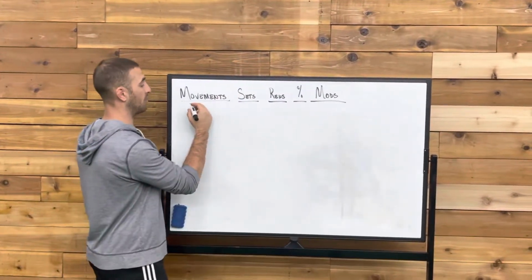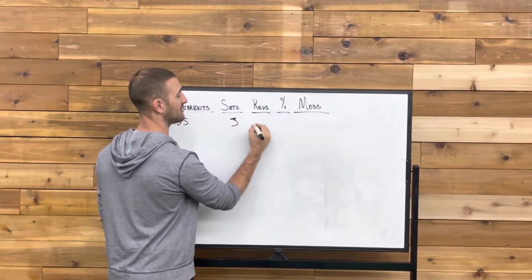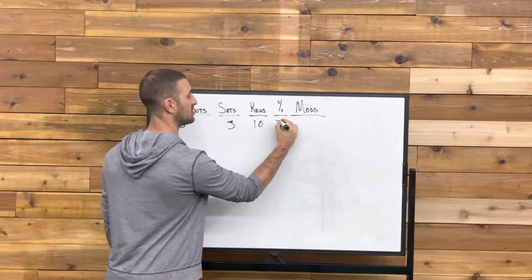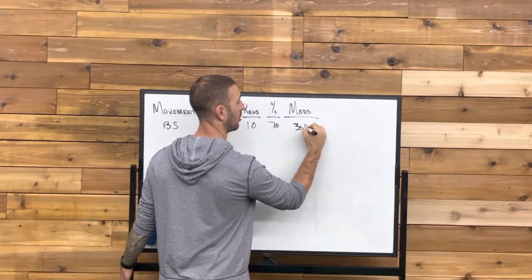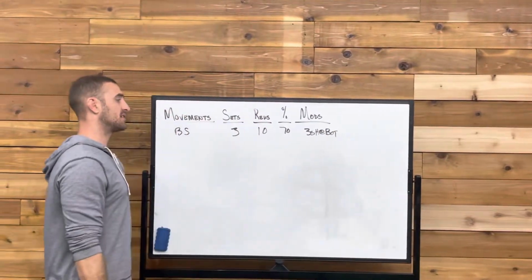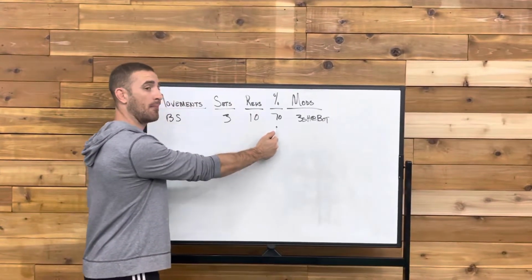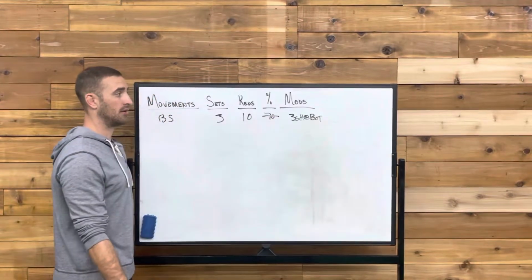So here's an example. We're going to go back squat, BS. I'm going to say 3 sets, 10 reps, okay? You may see percentages. You may see a modifier, like maybe we'll say 3-second hold at bottom. In this example, if you don't have an established 1 rep max for back squat, then this doesn't matter to you. Don't worry about it, okay?